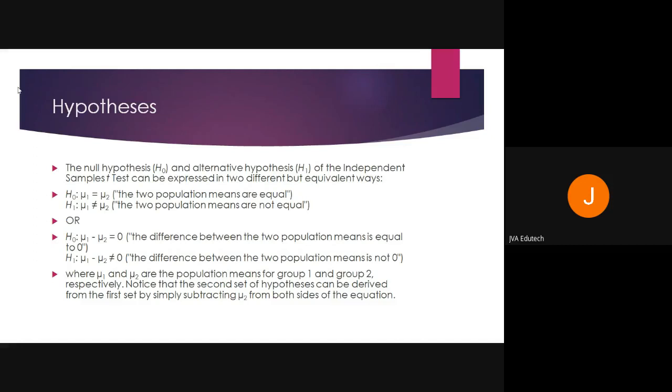You can write it like this also: mu1 minus mu2 is equal to 0, that is, the difference between the two population means is equal to 0. Or for the alternate, you can write that mu1 minus mu2 is not equal to 0, that the difference between the two population means is not 0. So either way you can write. Simply, if you formulate a linear equation, if mu1 is equal to mu2, then mu1 minus mu2 is equal to 0. If mu1 is not equal to mu2, then mu1 minus mu2 will not be equal to 0, where mu1 and mu2 are the population means for group 1 and group 2 respectively.